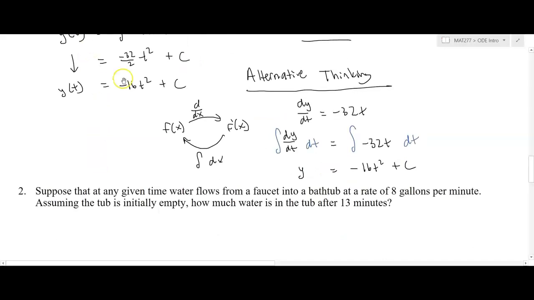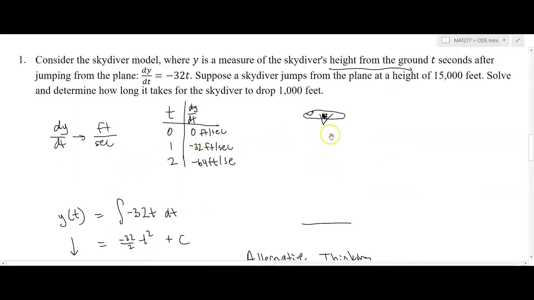Okay, so now that we've solved it, we have to come back up here and say, how am I going to obtain information about the starting value of c? Because I need to answer how long it takes for the skydiver to drop 1,000 feet. We're starting at 15,000, so we want to ask when is this skydiver going to get to 14,000 feet, and we want to know what's the value of t. So these little diagrams can be very helpful to figure out what it is that you're looking for, and then you can develop the tools necessary to get there.